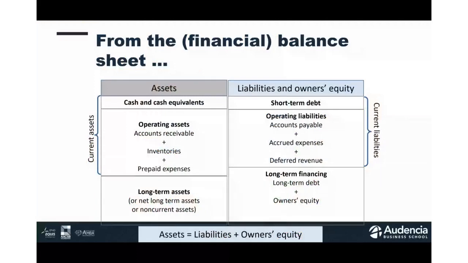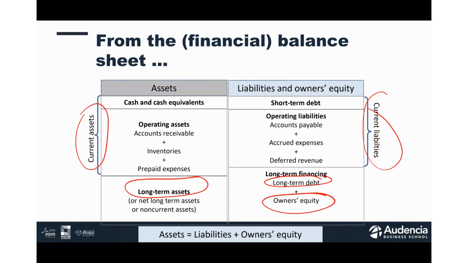So the traditional balance sheet, what we see in the financial report, has the distinction between the short term and the long term. On the other side it is the same. We separate the short term and the long term. We have in reality 5 categories: current assets, non-current assets, current liabilities, non-current liabilities, and equity.